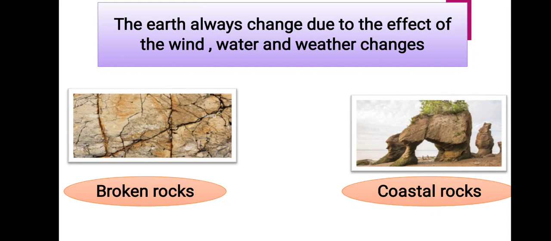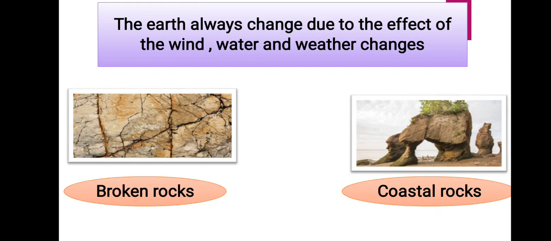The wind can break down the rock into small pieces, and after that it can move the small pieces of the rock from one place to another. Number 2, what happened here? In this picture, we can see the coastal rock. Coastal rocks are rocks that I can find on the beach or inside the water.